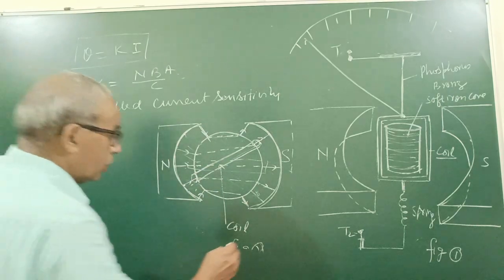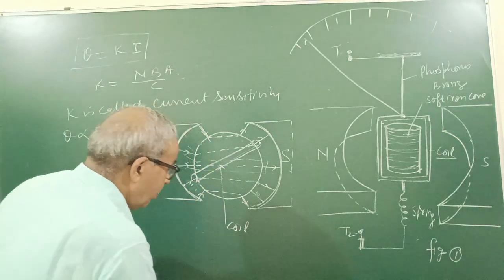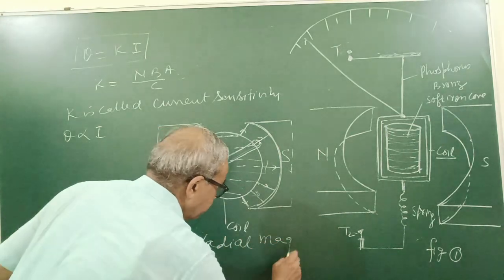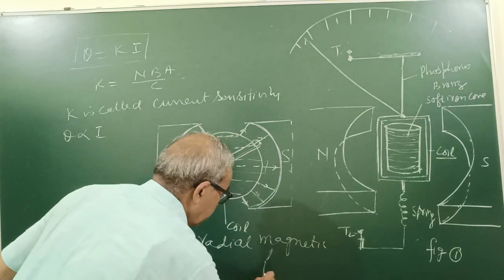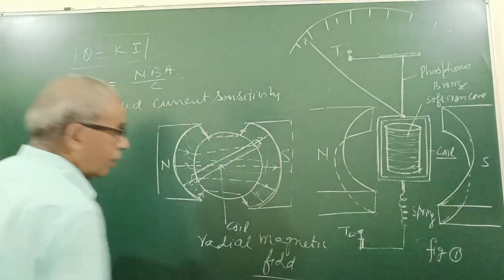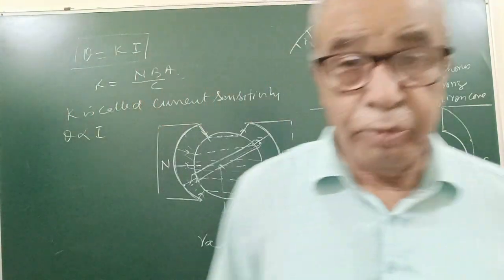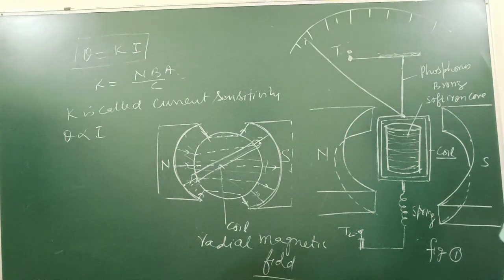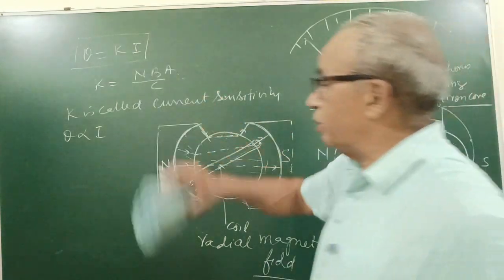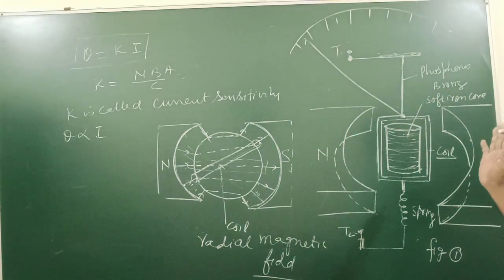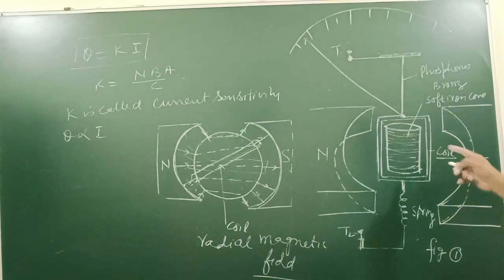This figure 2 shows radial magnetic field. Why do we require radial field? I told you that theta should remain 90, so torque is maximum. And when we pass current, deflection should come proportional to current, as it has come here. You can see the diagram in different books. Different books have different diagrams, but I made this diagram just to make it clear how this field is radial.